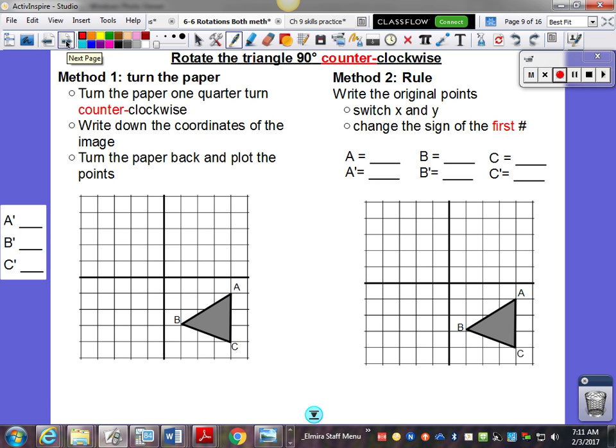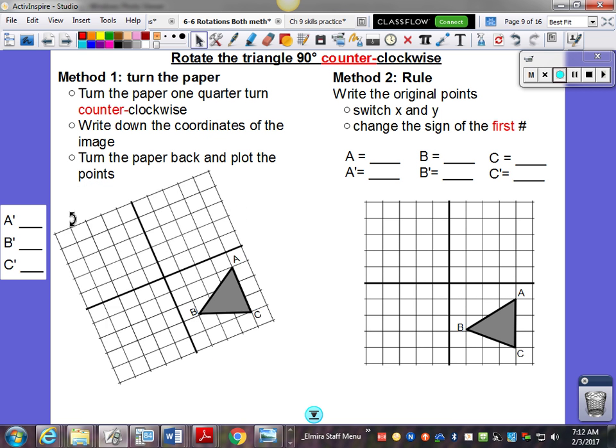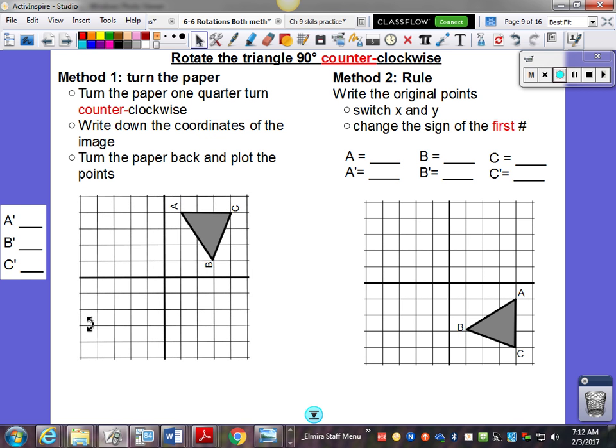If we were going 90 degrees counterclockwise, remember counterclockwise is the opposite direction that clocks move. Here again we have this paper turn method where I can say, all right, I'm going to turn the paper this way, and I'm going to write down where I see each coordinate. So 1, 4. B is at 3, 1. And C is at 4, 4.